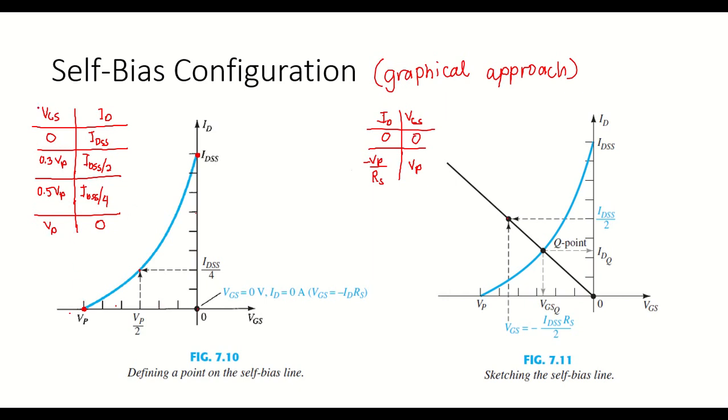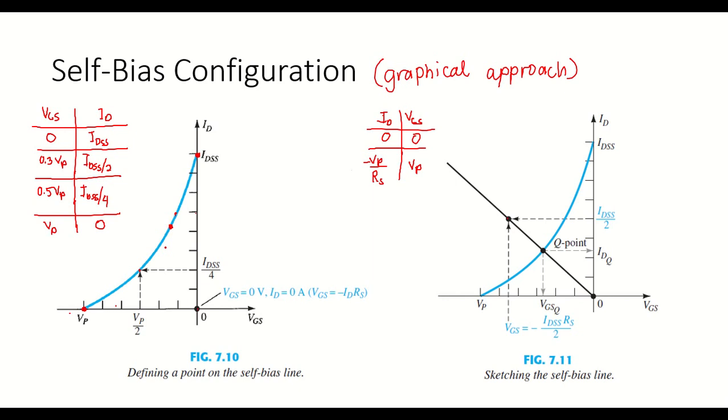First, when our VGS is equal to 0, our ID is equal to IDSS. So this will be our first point. Next, when our VGS is equal to VP times 0.3, our ID will be equal to IDSS over 2. So it will be somewhere here, the second point.